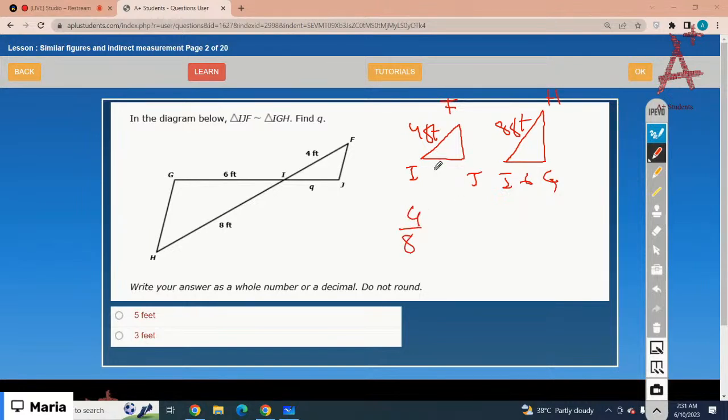8, and you have to calculate this one, it would be Q over 6. Let's just solve this equation for Q. It would be 4 times 6 over 8. 4 times 6 is 24 divided by 8. It would be 3. That means the missing side length is 3. So the correct option is 3.